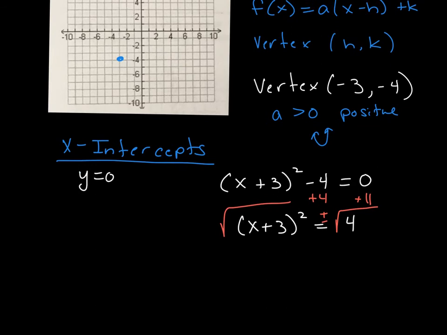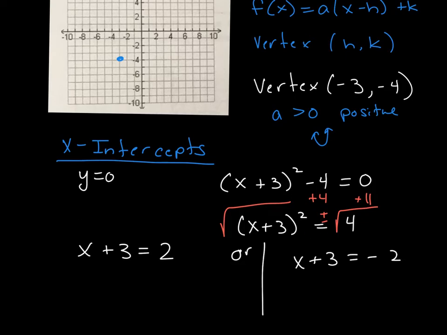So now I have 2 equations. The first equation is x plus 3 is equal to the positive square root of 4, and the square root of 4 is just equal to 2, so I'm just going to leave it there. And then the other equation was x plus 3 is equal to negative 2. That is, again, because whenever you take the square root of an equation, you have to take the positive and negative.